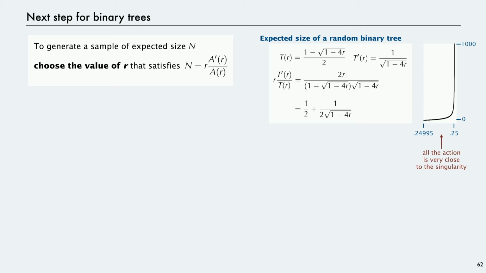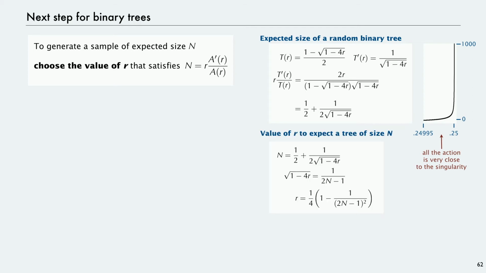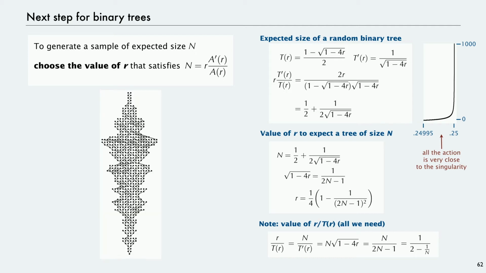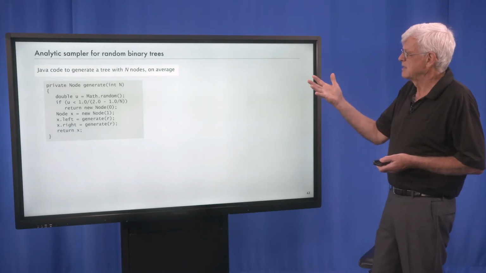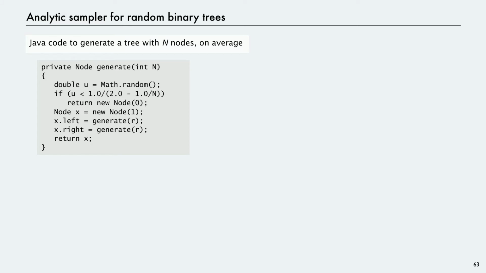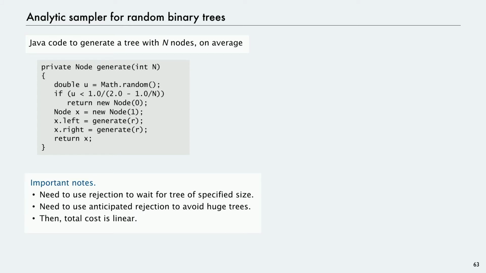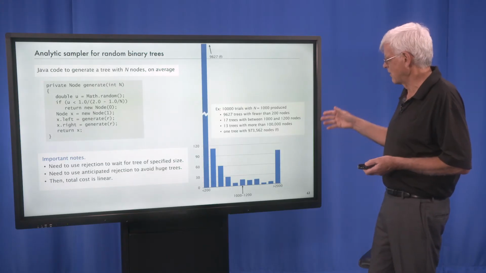As you get really close to the singularity, the size starts to shoot up. And then we can compute the value of R to expect a tree of size n. And actually all we need is R over T of R, and that's just 1/2 minus 1 over n. And boom, we can get a big binary tree within a certain range. So again, that's the code to generate a tree with n nodes on average. But again, we need to use rejection to wait for a tree of a specified size, and anticipated rejection to avoid huge trees, and then we get a linear total cost.